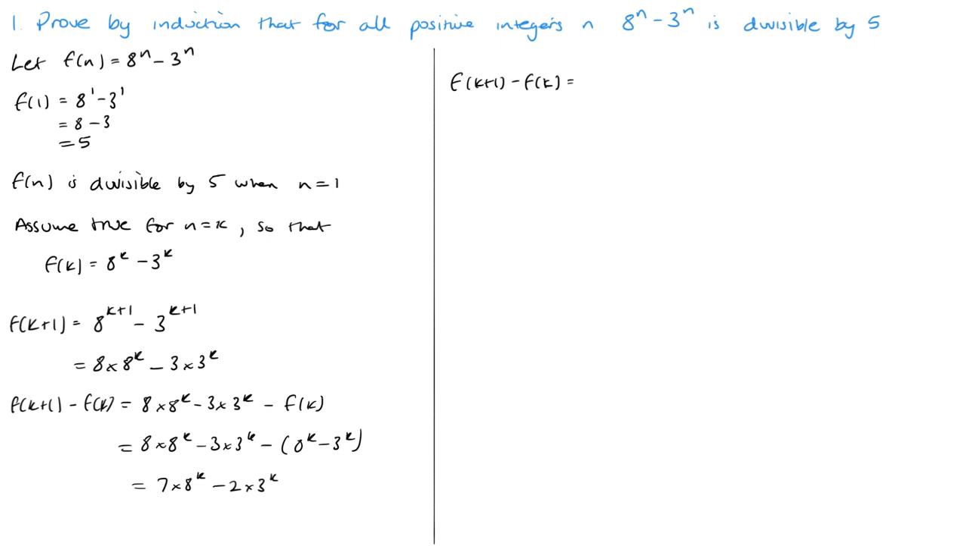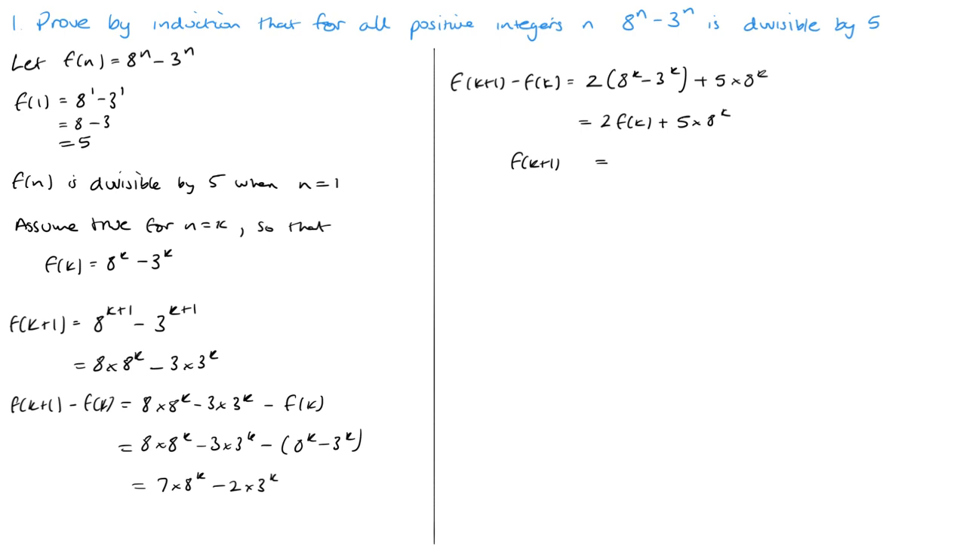So I've got 7 and I've got 2, so I can take 2 of them outside. So 2 times 8 to the k minus 3 to the k. And that leaves me with 5 times 8 to the k. And then this 8 to the k minus 3 to the k, well, that is just f of k, isn't it? So we get 2f of k plus 5 times 8 to the power k.